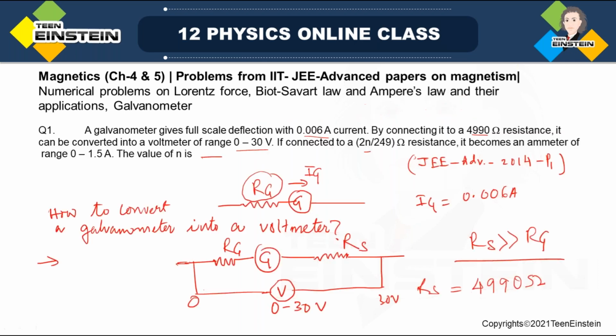Now look at the last part of the question. If this galvanometer is connected to a resistance given by 249 ohm resistance, it becomes an ammeter of range 0 to 1.5 ampere. Okay, the value of N you need to find out. That means the last part is related to conversion of a galvanometer into an ammeter.